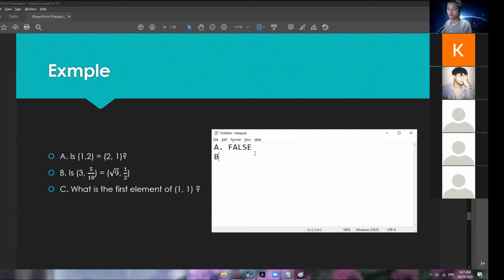True, sir. Letter B is true. So in here, you can simplify this one a little bit more. 5 out of 10, or 5/10, is 1/2. And in here, you can also simplify, wherein the square root of 9 is 3. So letter B is true. How about letter C?